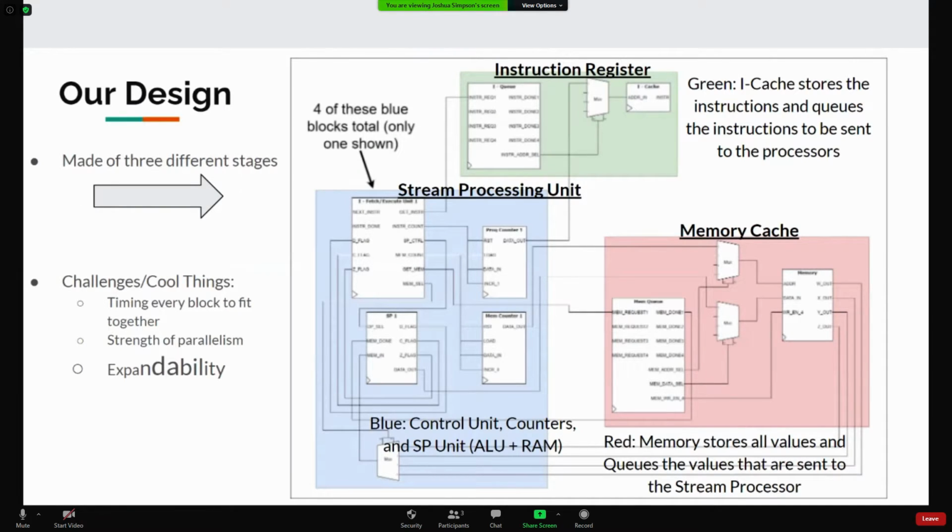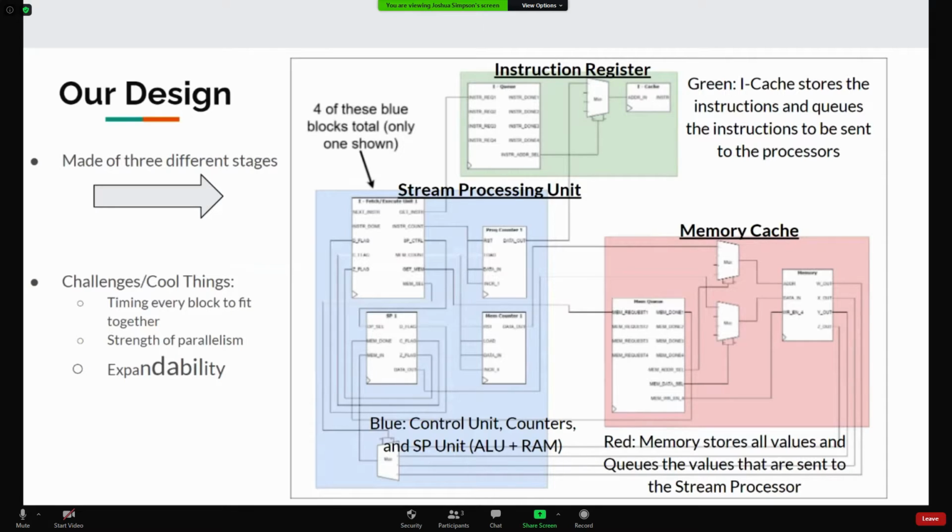And then, this is our actual working layout here. So we have 3 main blocks. On the top is the instruction register in green, and its job is to hold the instructions and administer the instructions to each of the stream processing units at the time the stream processing unit is calling for it. And it kind of makes a queue, and we'll pass that out in a uniformly distributed way, like evenly over time.